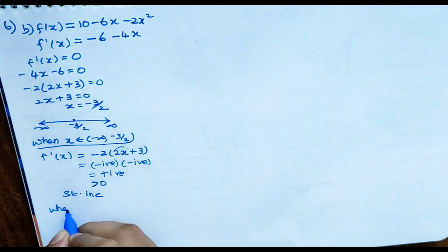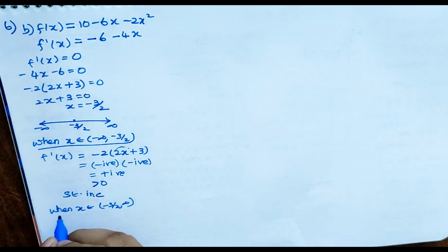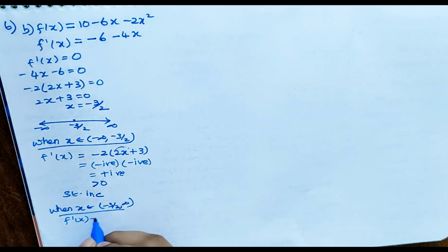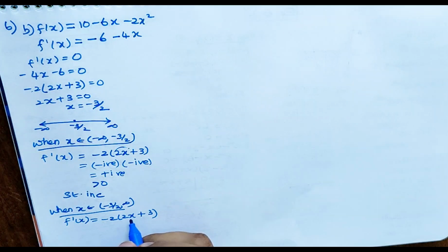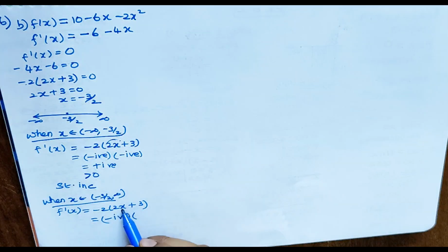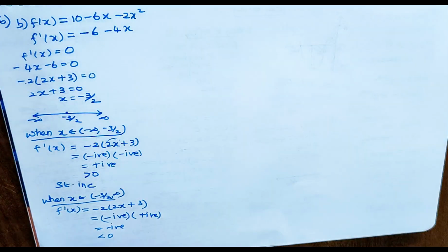And when x belongs to the interval minus 3 by 2 comma plus infinity, the derivative is minus 2 into 2x plus 3. The values will be positive, and 2x plus 3, multiples of 2, positive number plus positive number will be positive. Negative into positive, negative. Since we get negative, it is less than 0. The function is strictly decreasing.